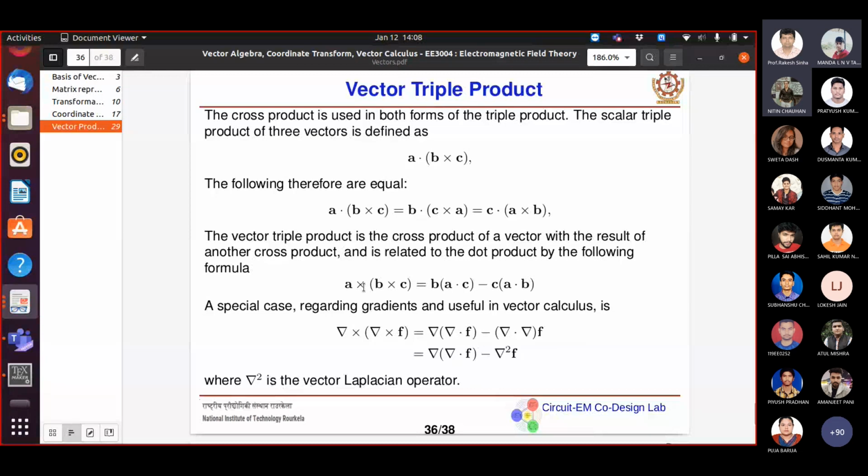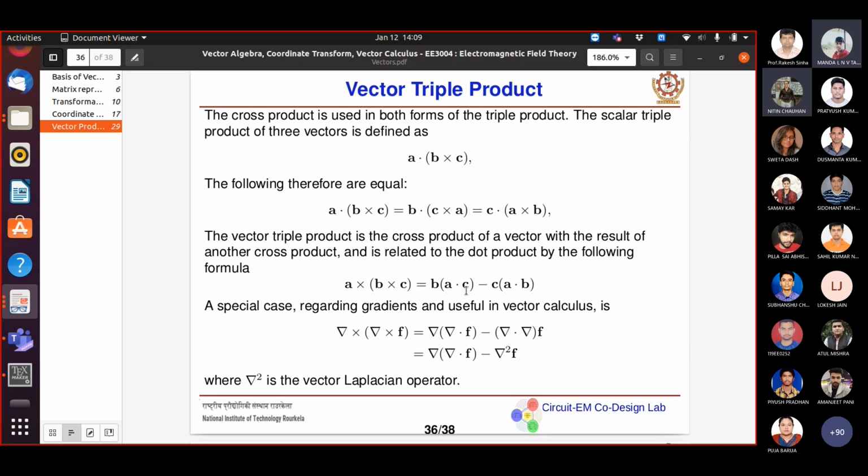Okay, and so here this basically indicates B into A dot C, minus C into A dot B. So what is the way to remember this? That is BAC minus CAB. A cross B cross C equals BAC minus CAB. So in that way you can easily remember this one. And this property can be used.